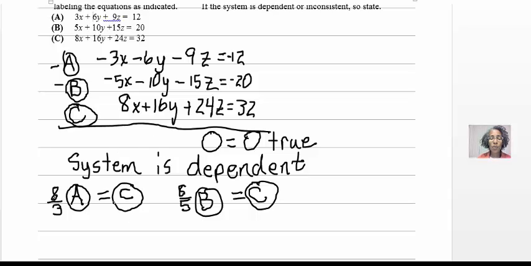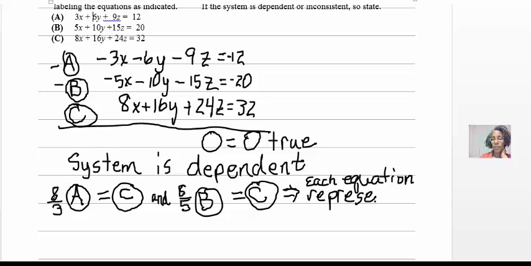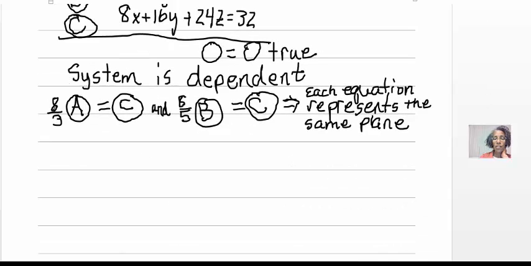The graph of a linear equation in three variables is actually a plane in space. And notice that all three equations represent the same plane. Now, this isn't always true for every dependent system, but it is true here. Each equation represents the same plane.